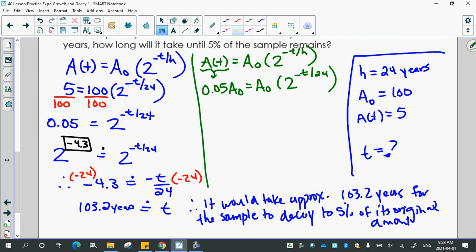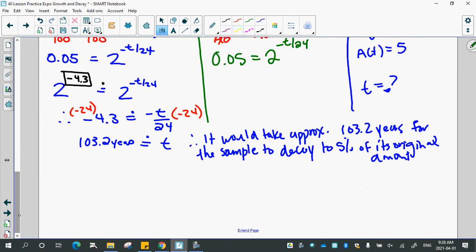Now when I divide away the original amount, I'm left with this exact same equation, 0.05 equals 2 to the power of negative t over 24. And from here on, it's the exact same question, just a different strategy. It doesn't matter which way makes more sense in your mind. Both good ways to do it.